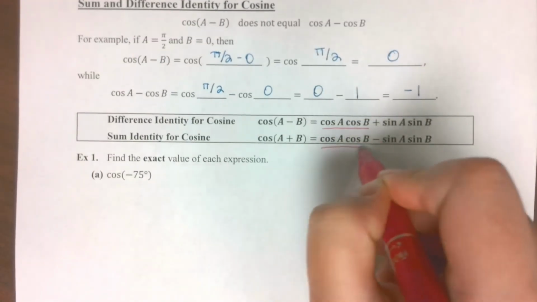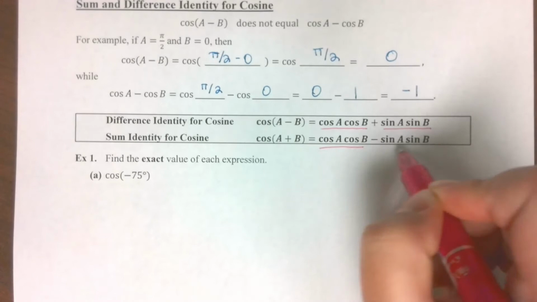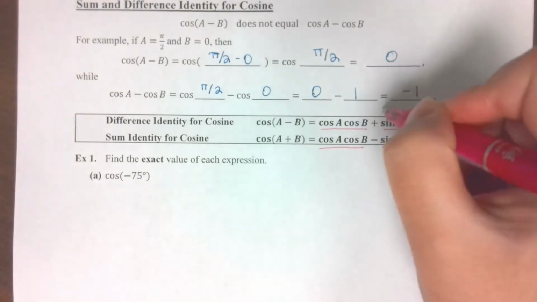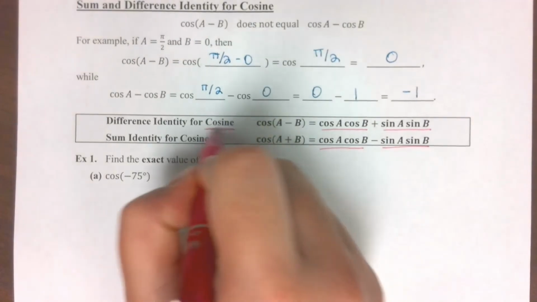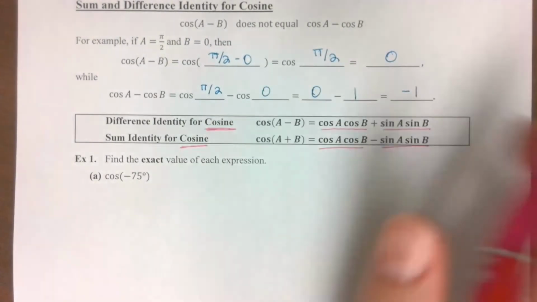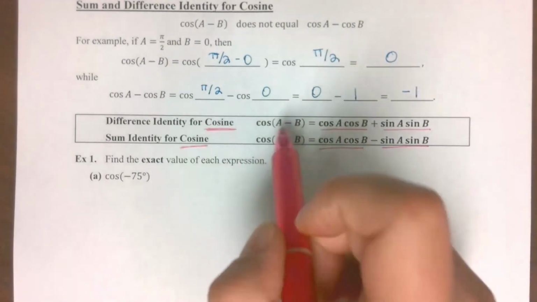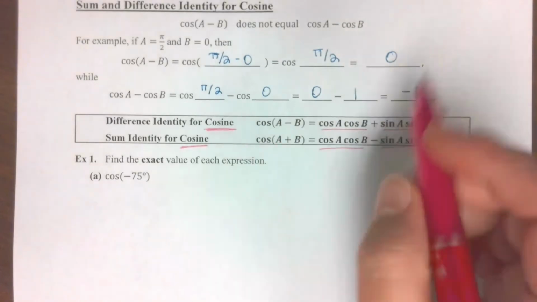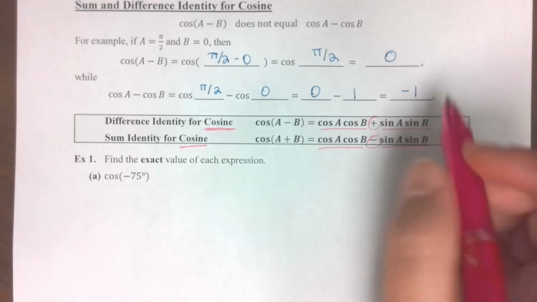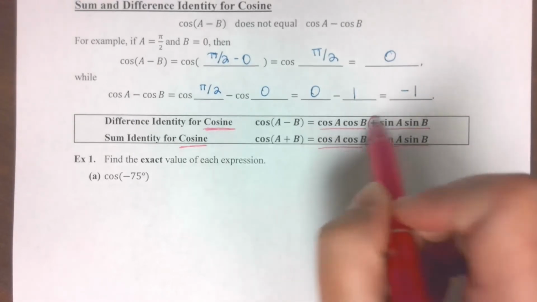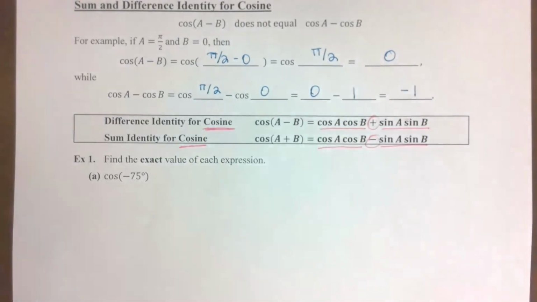Notice that the function and the A and B are the same in both of them. It's the sign that's different. Later on we'll talk about sine and tangent, but for cosine, the difference, so minus, is actually going to use a plus, and then the plus is going to use a minus. So you just need to remember one of these forms and then when to use plus or minus.